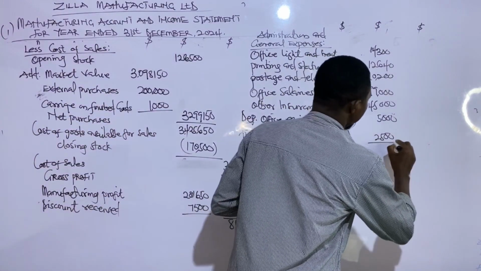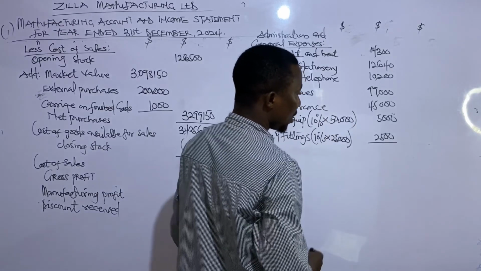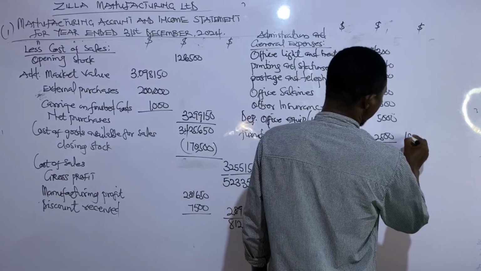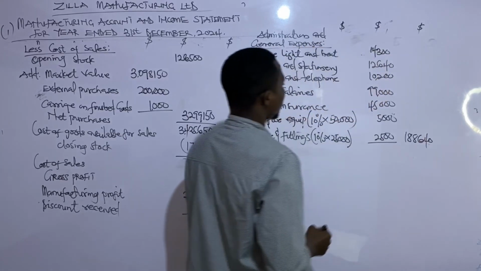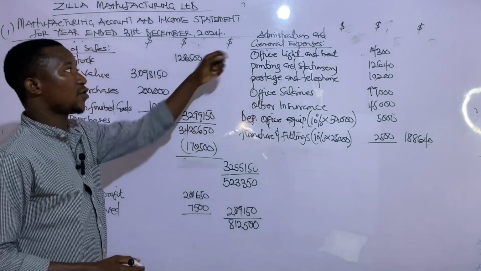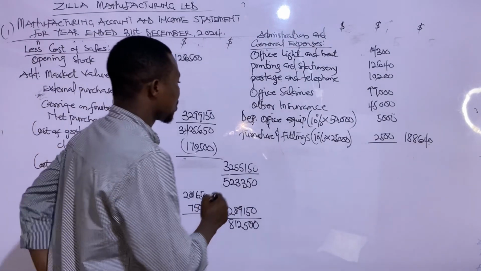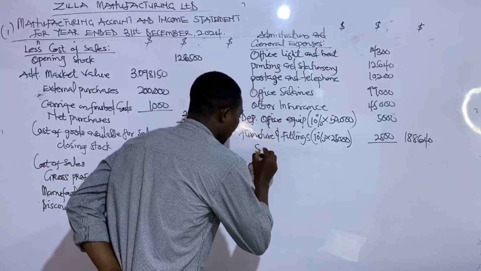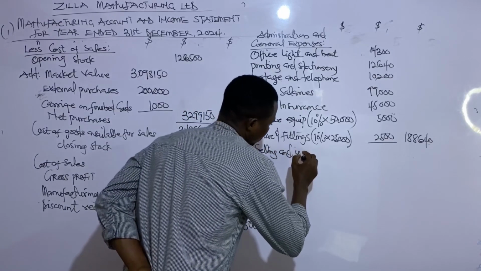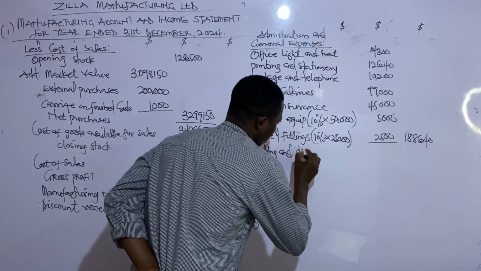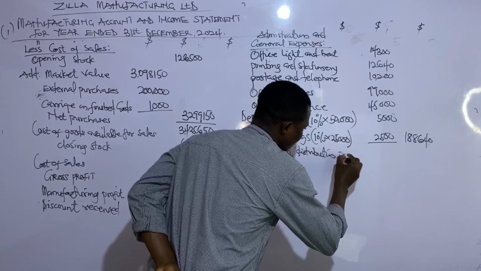Now we add them. So when we add all this, we will arrive at 188,640. Good. As the total expense for general and administration. Now we move to selling and distribution. Selling and distribution expense. Good.